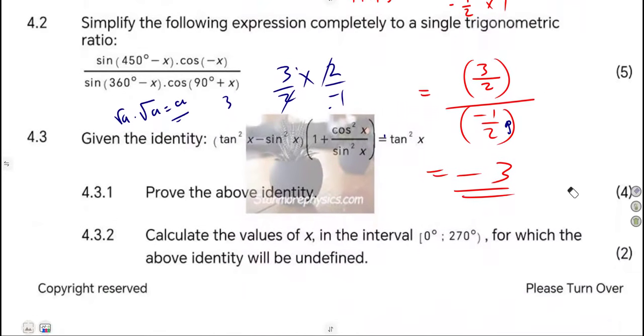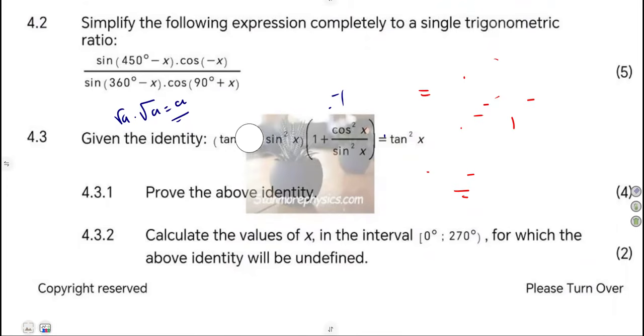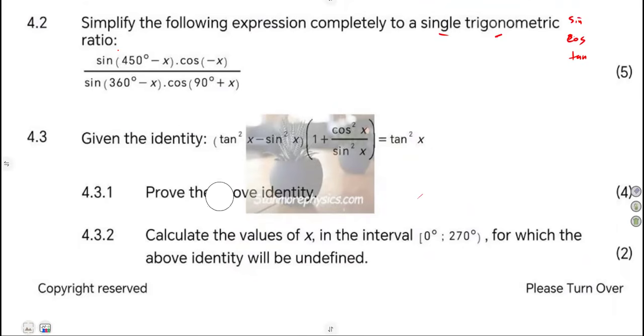We have got 4.2, simplify this expression. All right, so we are supposed to simplify until we have a single trigonometric ratio, whether it is just a sine, a cos, or a tan, a single one, not to have sine and cos together. It can be cos squared, whatever, but as long as it's a cos or a tan or a sine. So what can we do? We need to reduce, guys. This is part of our reduction.